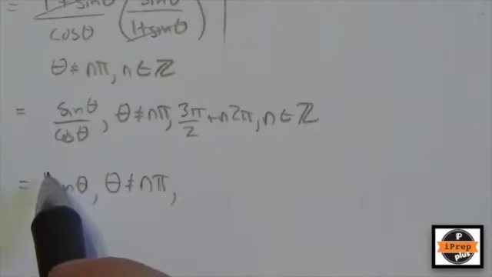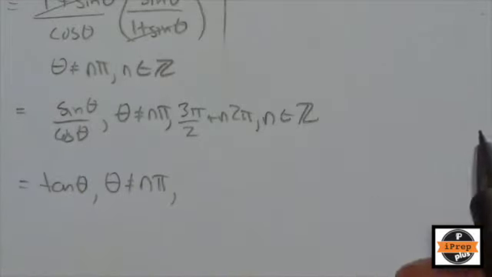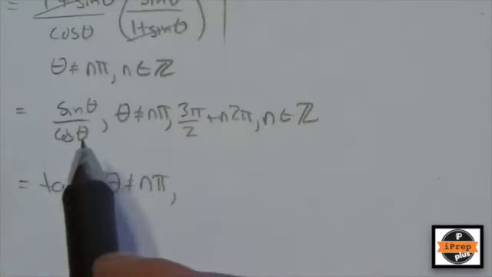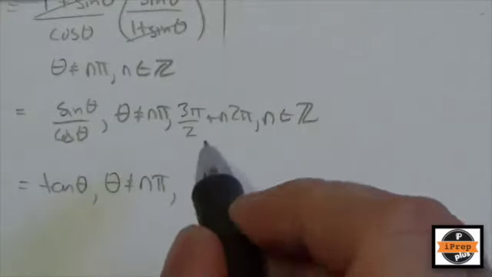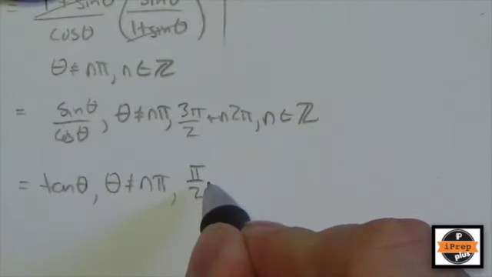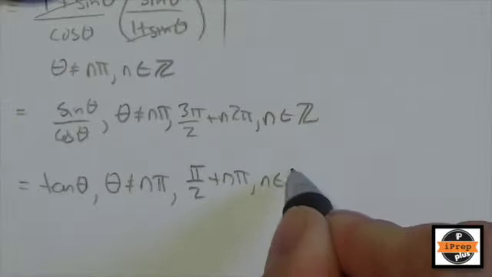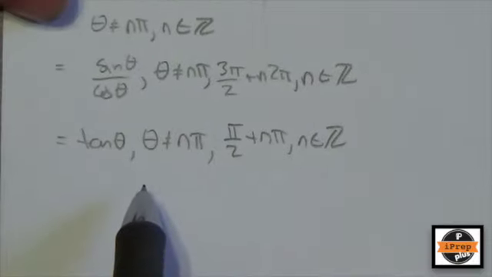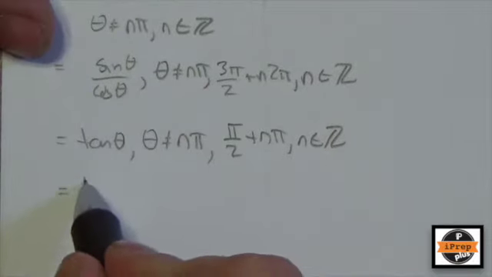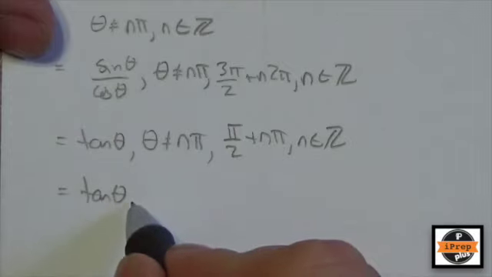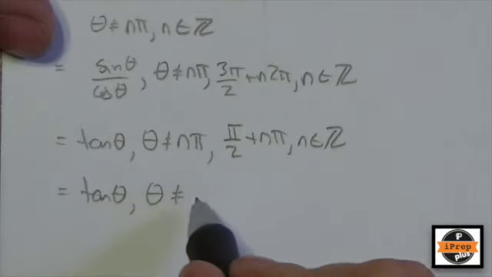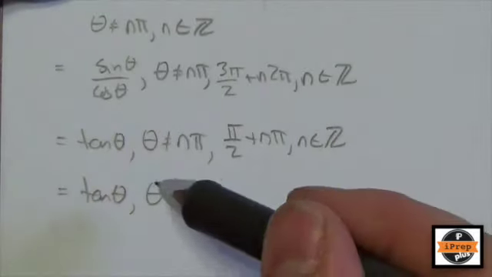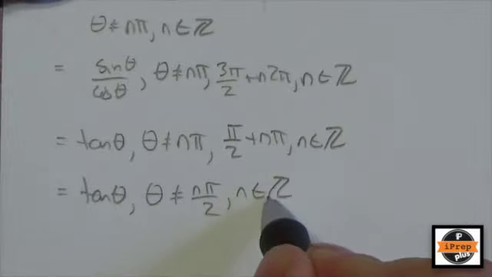Okay. Now, because cosine is in the denominator and cosine is going to be 0 at pi over 2 and 3 pi over 2, what I could actually do here is say that it can't be n pi. It also can't be pi over 2 plus n pi, where n is an element of the integers. And that actually is going to encapsulate that restriction as well. Okay. And we've seen this before. This basically means it's going to be tangent of theta, where theta cannot equal, well, we're essentially looking at multiples of pi over 2. Okay, pi over 2, n pi, 3 pi over 2, and so on, where n is an element of the integers.